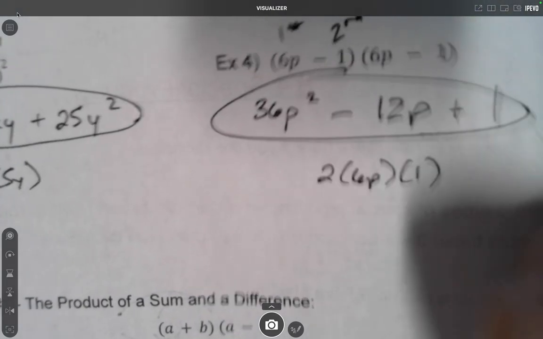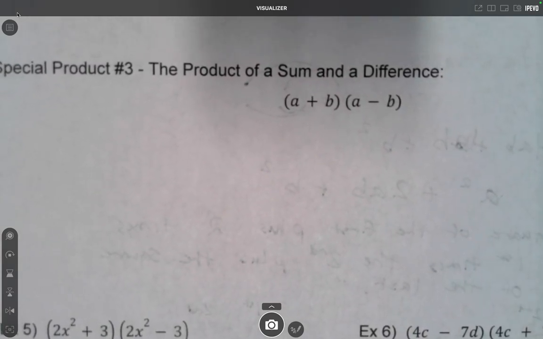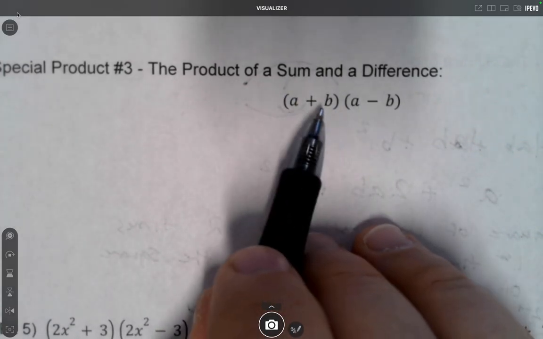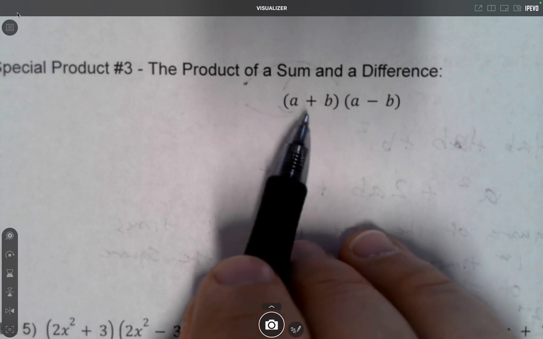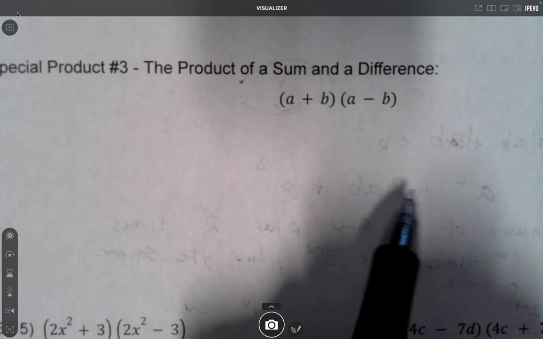And I saved the best for last. This one is even quicker. This is when you've got the product of a sum and a difference. So they have to be the same terms. The first term is the same in both. The second term is the same in both. It's just that in one they've got a plus, in one they've got a minus.